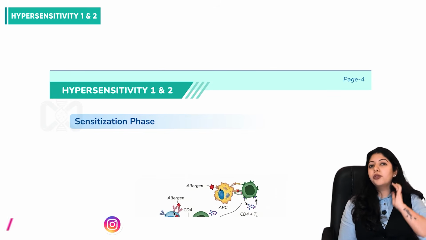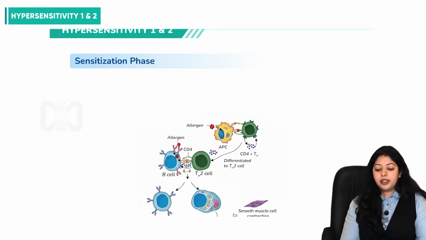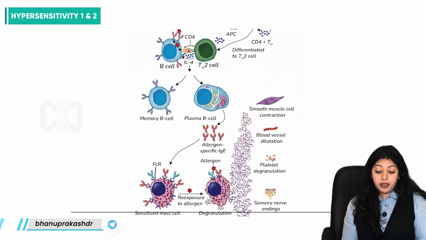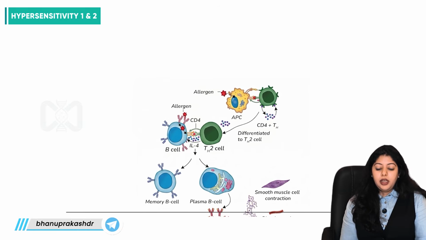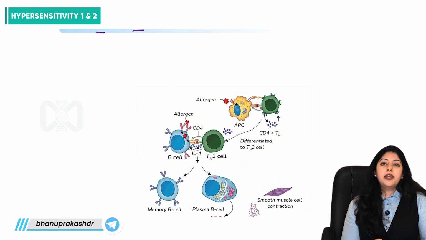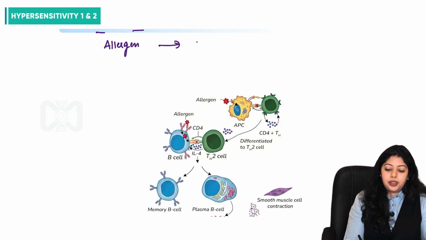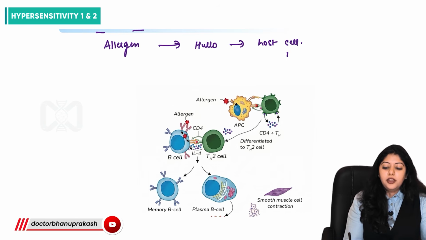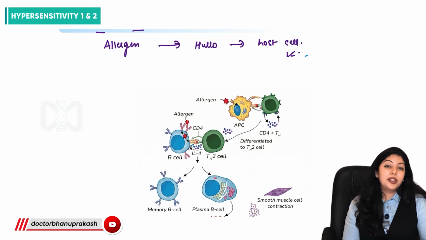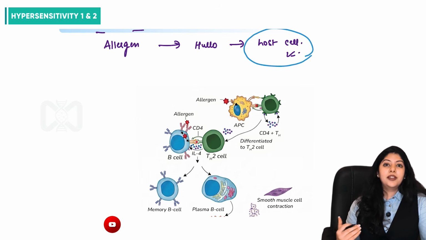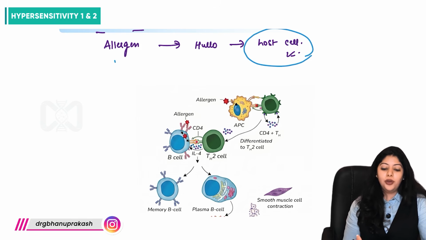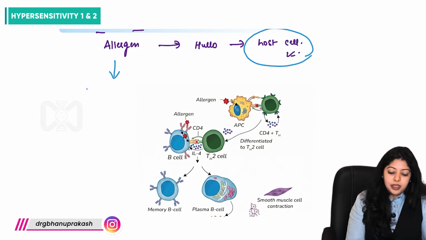Now let us talk about these two phases with the help of a pictorial depiction. Firstly, in the sensitization phase, the allergen is saying hello to the host cell. The host cell is not really happy with the allergen, he is not very fond of it. So let us see what the host cell does and what reactions take place when the allergen says hello in the form of the priming dose.